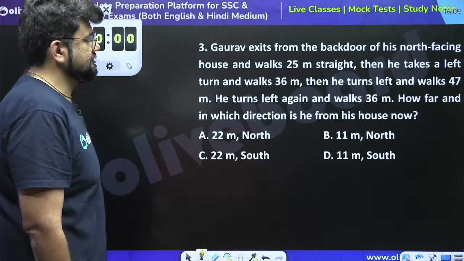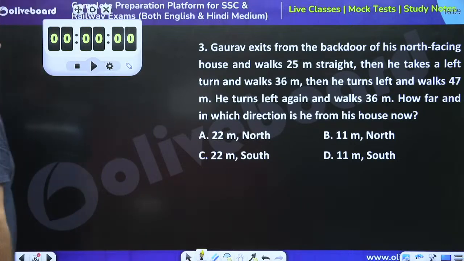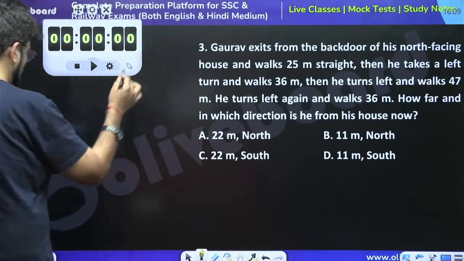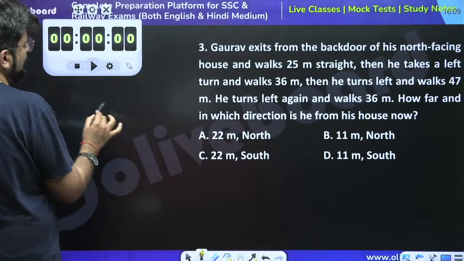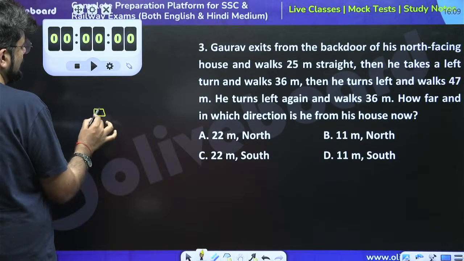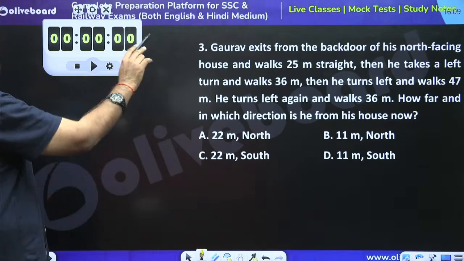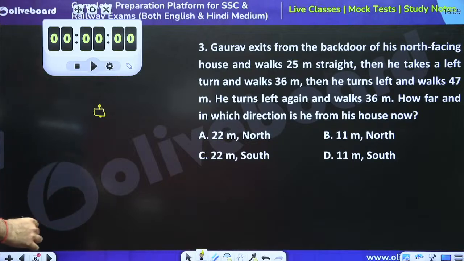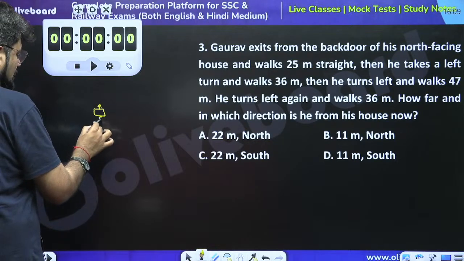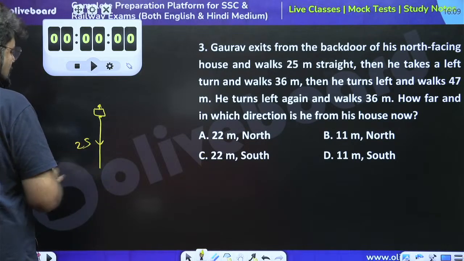Gaurav exits from the back door of his north-facing house. Any answers so far? No? Okay. So the house is north-facing. Let's say this is a north-facing house. But Gaurav is exiting from the back door. From the back door means he's exiting from the south. Right? And walks 25 meters straight. So basically he's just going 25 meters straight southwards.